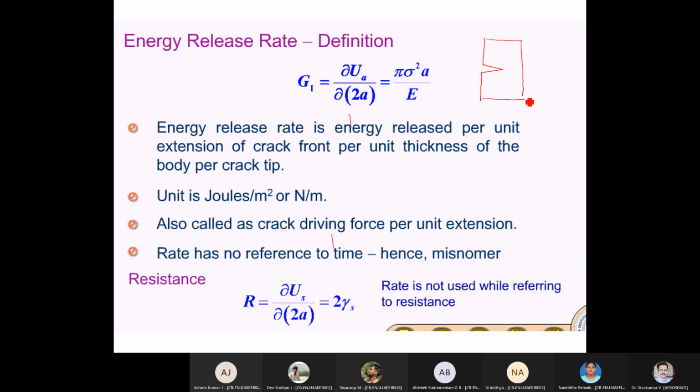This is the member. So you have the load acting like this. This is the crack having crack length A. What is actually energy release rate? Suppose when you apply load, how much energy? Because you have energy everywhere on the system.